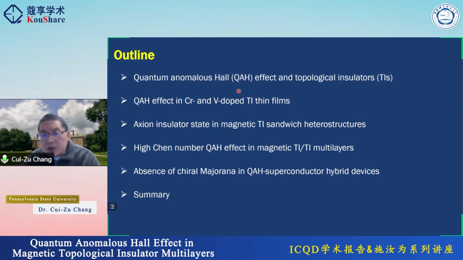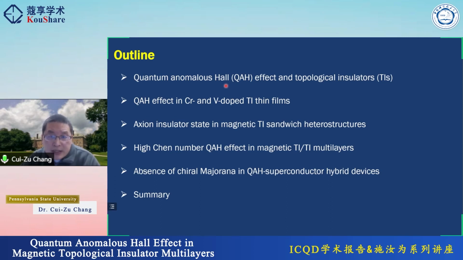And here is the outline of my talk. I will first give a very brief introduction about quantum anomalous Hall effect and topological insulator. I will show you why and how we use the topological insulator to realize the quantum anomalous Hall effect.